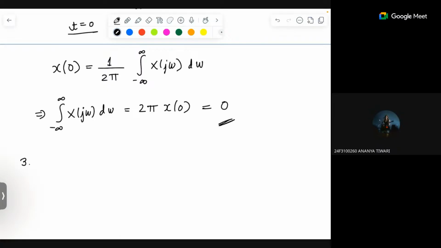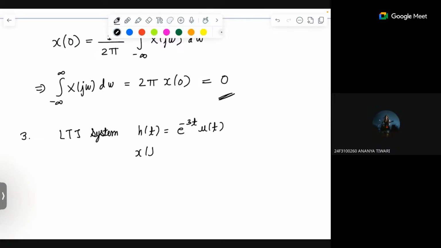Okay, now let us move to the next question. So you have a continuous time LTI system. The impulse response of the system h(t) is e raised to the power of minus 3t u(t). The input to this LTI system x(t) is equal to e raised to the power of minus 2t u(t). You have to tell me the output y(t). Is the question clear? Yes, ma'am.